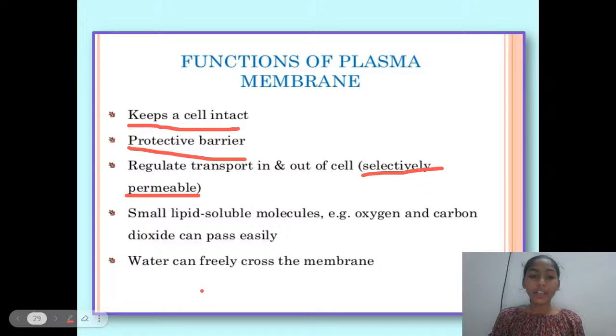Water can freely cross the membrane because water is essential for all the cells. So water also does not need any permission. Water is safe and it does not need any permission. It is free to move anywhere it wants to.